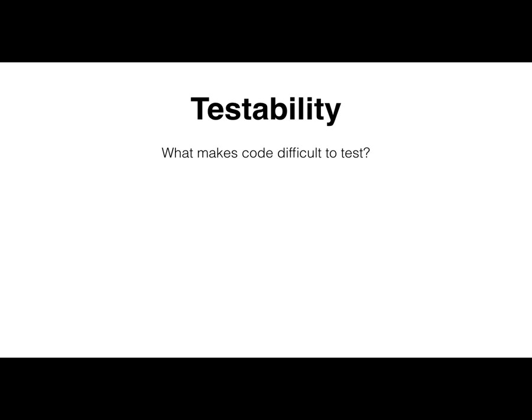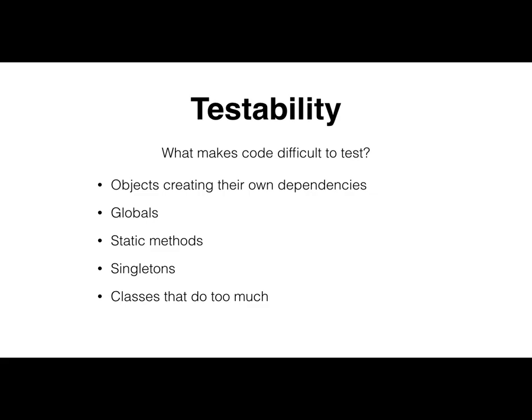All right, so I want to talk a little bit about testability. How many of you work on a legacy application that's really difficult to add tests to? Probably everybody, or at least in the past, you have. In my experience, I've found it's really narrowed down to about 5 things that make code really difficult to test. It's objects creating their own dependencies, global, static methods, and singletons, which are kind of the same thing, if you ask me, and classes that just do way too much.